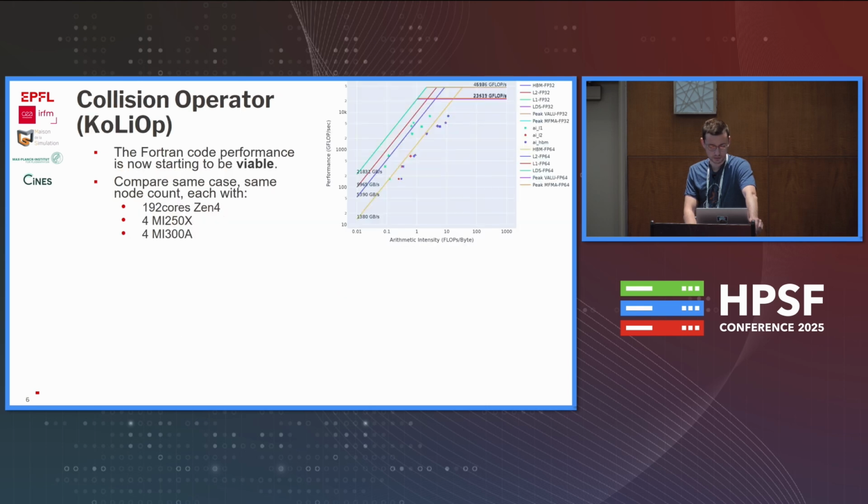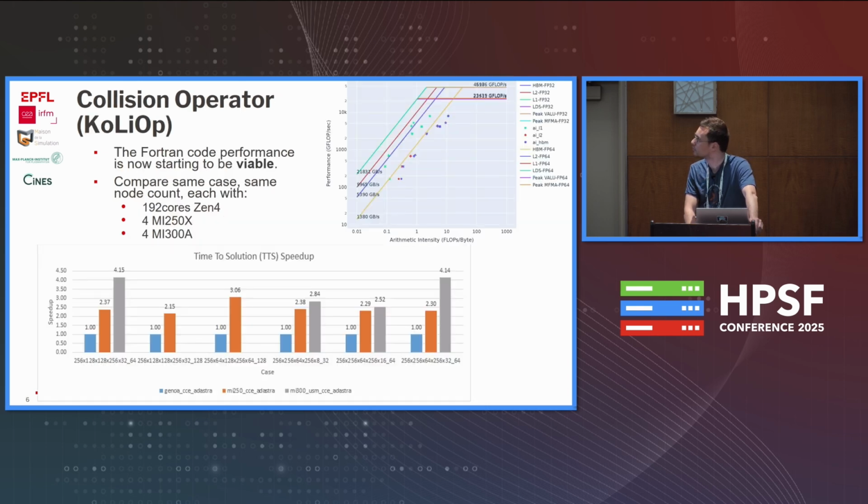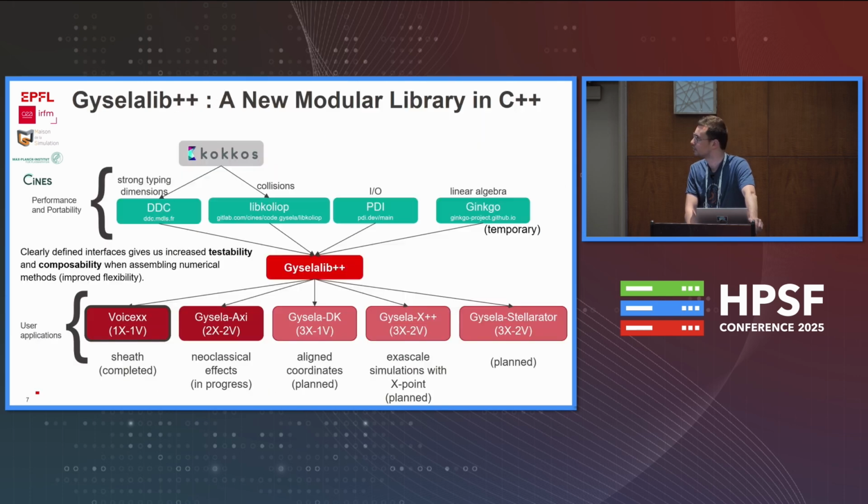That's it. And so quickly, some performance numbers. The roofline looks pretty great. And using this ported operator, we are now able, using the old Fortran code and OpenMP offloading, to achieve speedups of up to 4 on nearly real case scenarios. This was done comparing the same number of nodes on the same cases, but varying the hardware that we use: either MI250X, MI300A, or the Genoa nodes on Adastra.